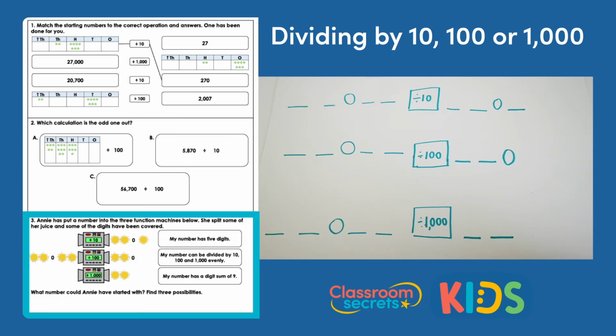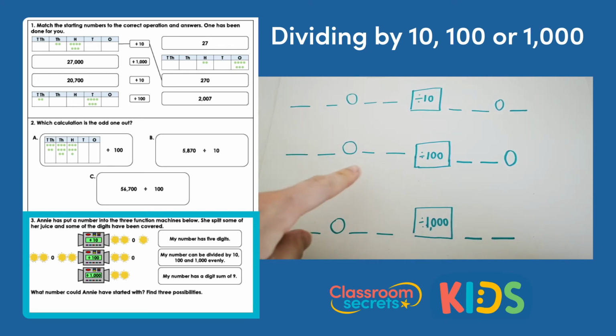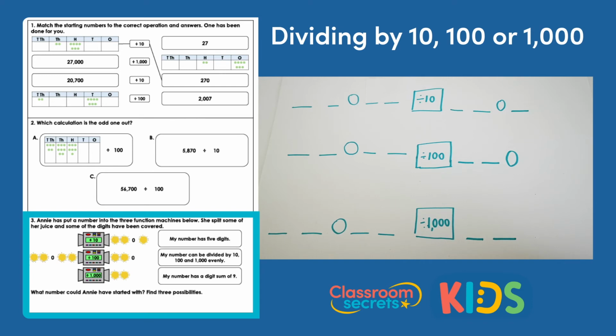My number has 5 digits. My number can be divided by 10, 100 and 1,000 evenly. My number has a digit sum of 9. So we know that Annie's numbers can be divided evenly because there's no additional numbers on the end of these, like as a decimal. There's no remainders given, so they must be evenly divided. And we know that the number has 5 digits because Annie gave us this for the divide by 100 function machine. So now we need to work out what we can do with the numbers.